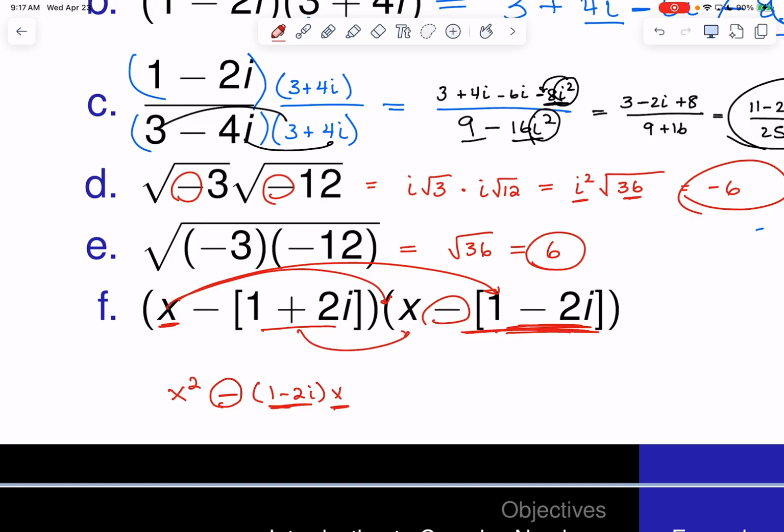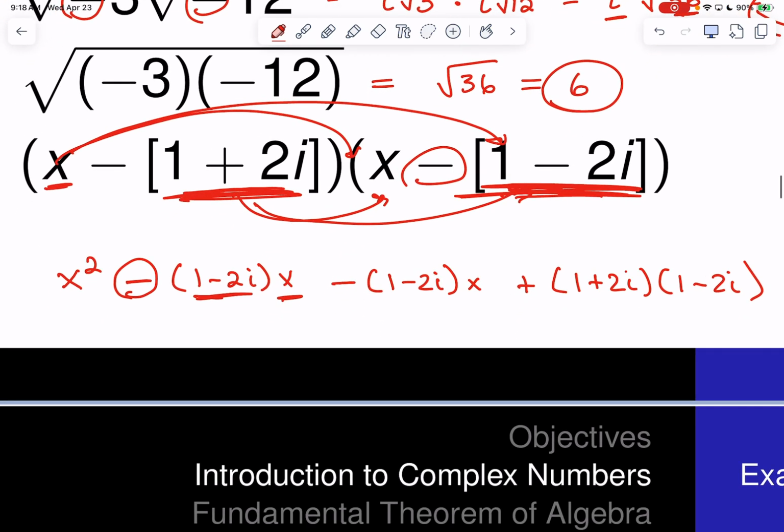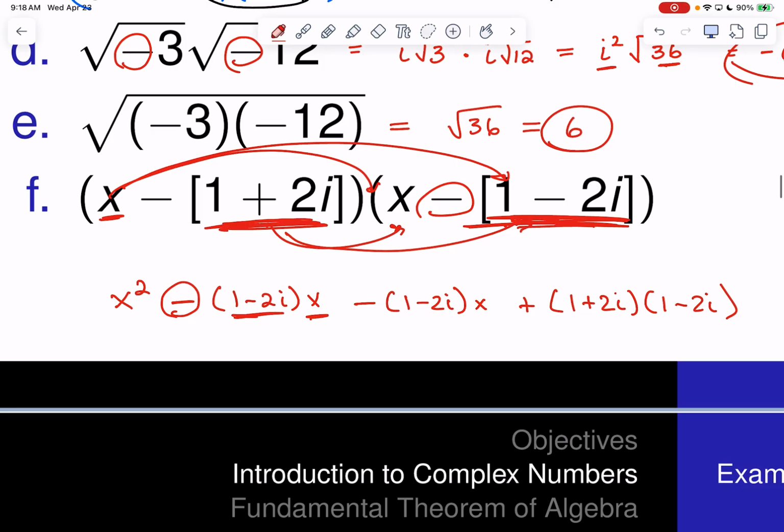Now let's do it with this one. Is it going to be the same thing again? Yeah. Minus 1 minus 2i x. And then we're going to have a negative times a negative is a what? And we're going to have 1 plus 2i times 1 minus 2i. So we're going to have this times this now for the last part. All right, let's simplify this and see what happens if I multiply this all out. All right? So we're going to have to do a little work here.